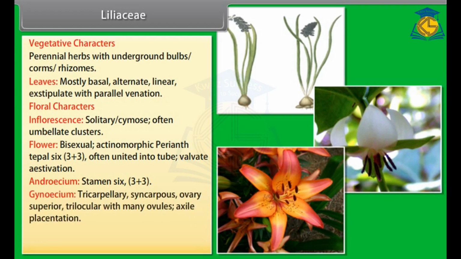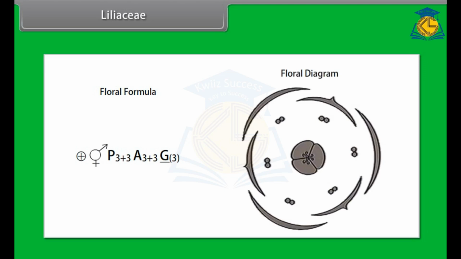Gynoecium, tricarpellary, syncarpous, ovary superior, trilocular with many ovules, axile placentation. Fruit, capsule, rarely berry. Seeds, endospermous. Floral formula is, and this is the floral diagram.